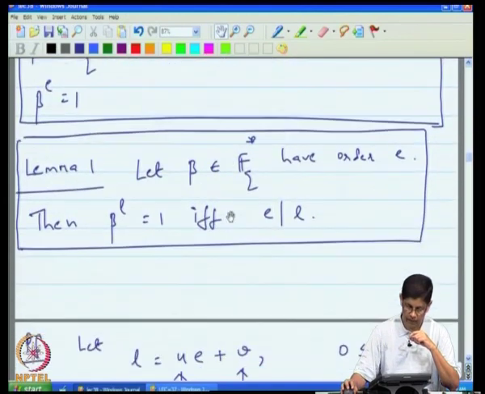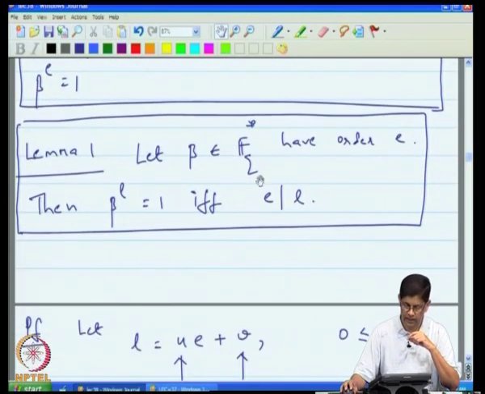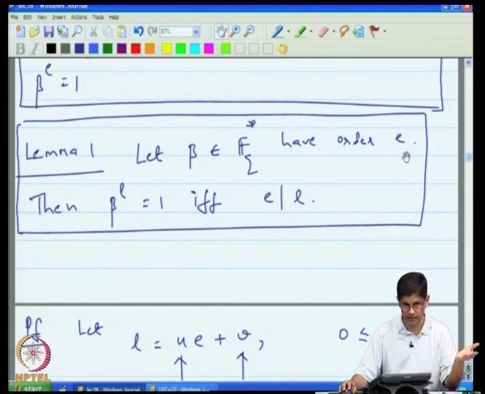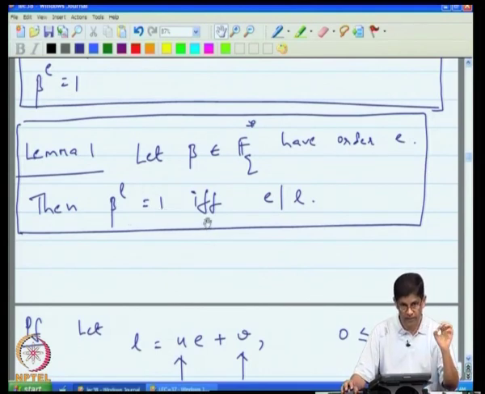Now, lemma 1: let beta in F_q star have order e. Let us assume that the order is an integer e, and supposing someone tells you, by the way, I just discovered that beta to the L is equal to 1. This lemma is telling you that the only way that can happen, when e is the order and beta to the L is equal to 1, is if e divides L.